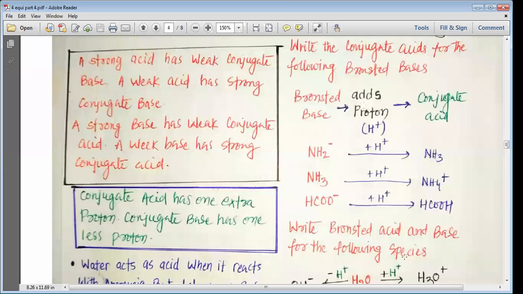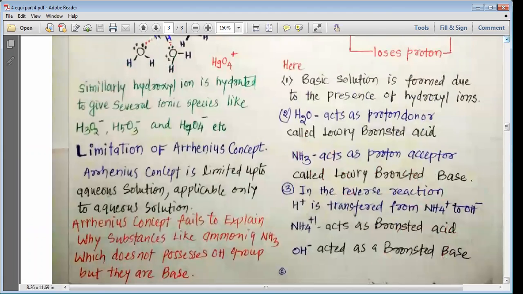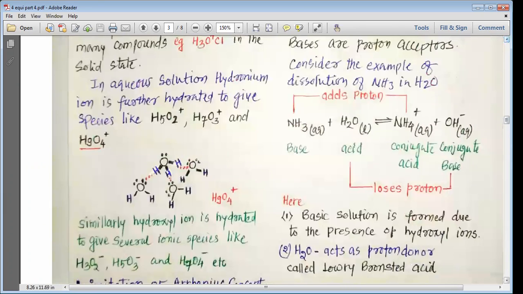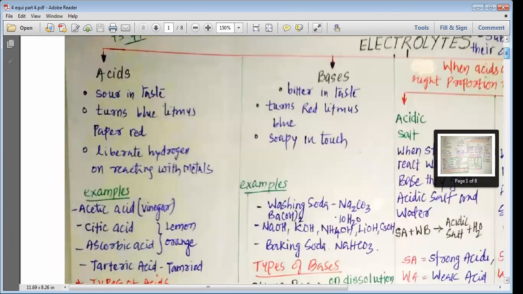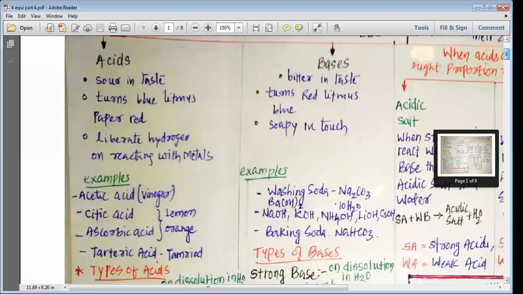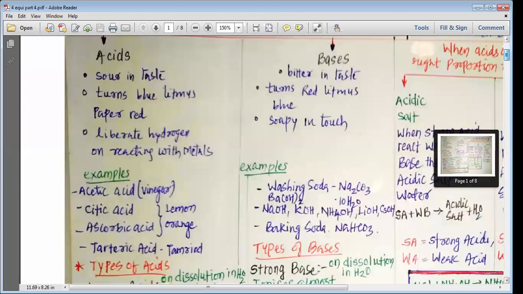Let me start revising, my dear students. Yesterday we studied the Arrhenius concept, and we started with the electrolytes. We have seen that there are various types of electrolytes like acids, bases, and salts. Acids and bases react with each other to produce salts, and we have various types of acids and bases, like strong acids and strong bases, and salts can be acidic, basic, or neutral.